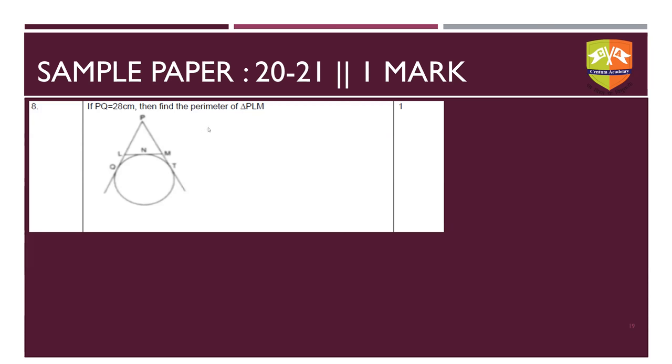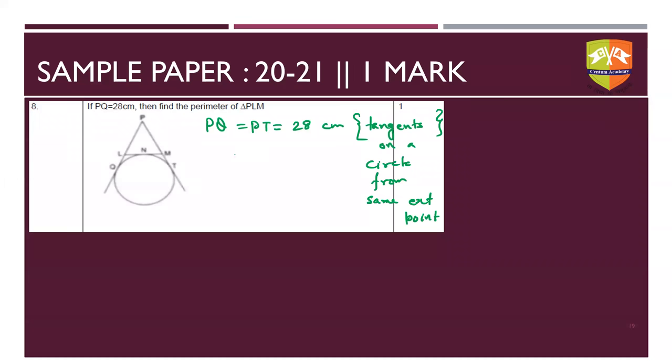So clearly PQ is equal to PT is equal to 28 centimeters, and you have to mention the reason: tangents on a circle from the same external point are equal. Now the perimeter is PL plus LM plus MP. LM can be written as LN plus NM, plus MP.